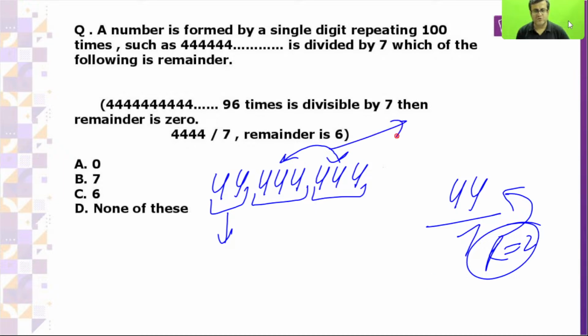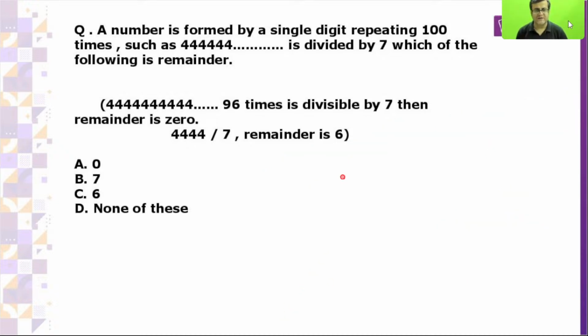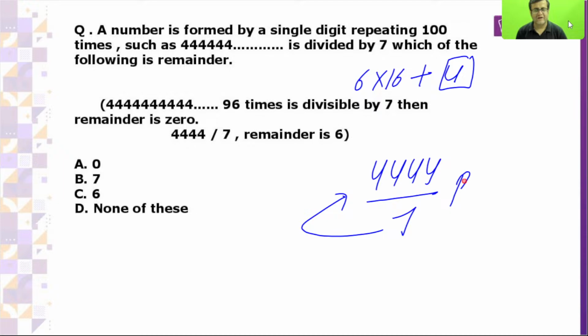So 6 into 16, 96 digits you can ignore. Only the last 4 digits are left. So that's why I took the same. 6 into 16 is 96. Last 4 digits are left. Last 4 digits are 4, 4, 4, 4. If you divide with 7, the remainder will be how much? That is it. Okay, beta? Point clear now?